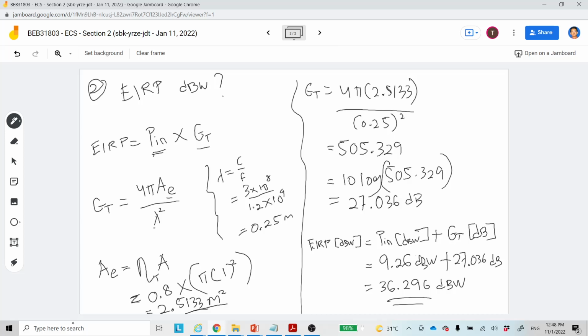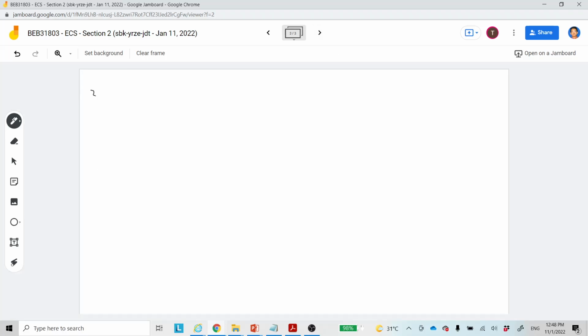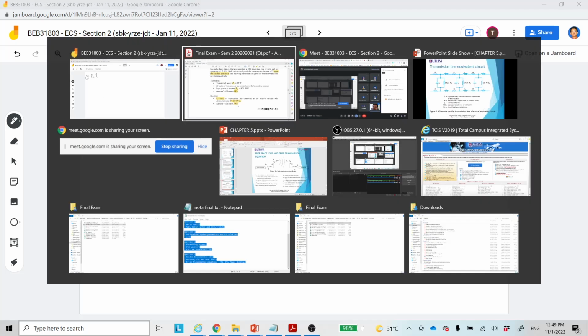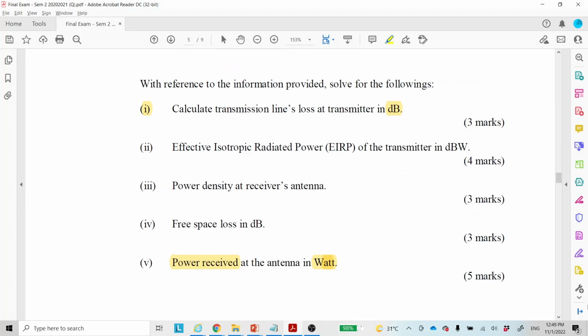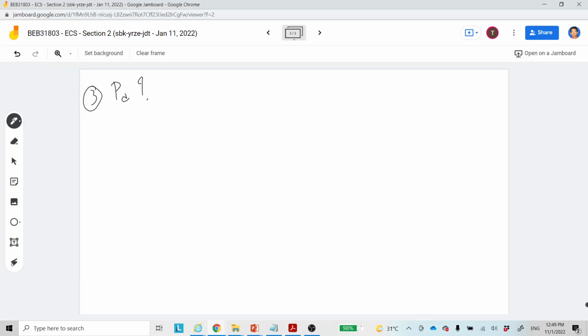Kemudian, soalan tanya berapakah power density at the receiver antenna. Okay, saya pergi kepada slide berikutnya. So the next question asks, how much is the power density? Power density yang dia tanya ni dalam, okay, power density of course lah dalam watt per meter square. Okay, of course dalam watt per meter square. Okay. So, power density yang kita belajar dalam nota, PD is equal to P input darabkan dengan GT dibahagikan dengan 4 pi R square ataupun 4 pi D square.